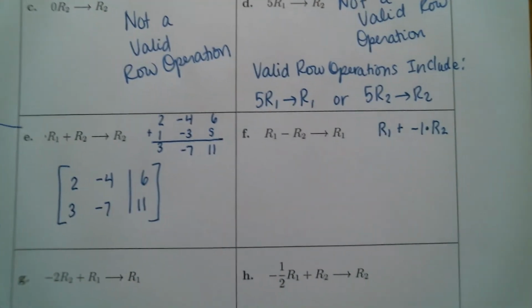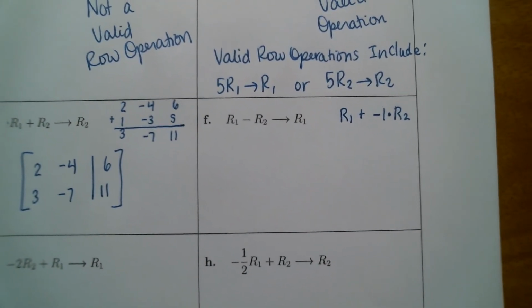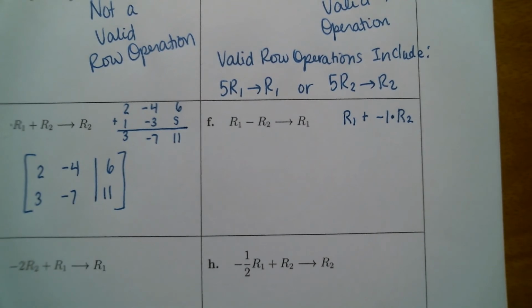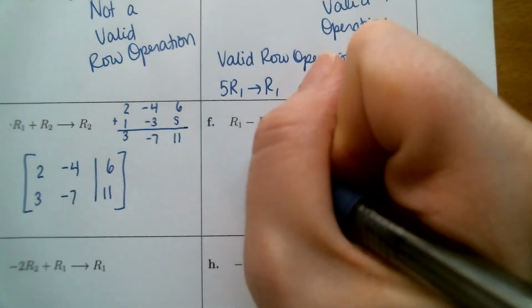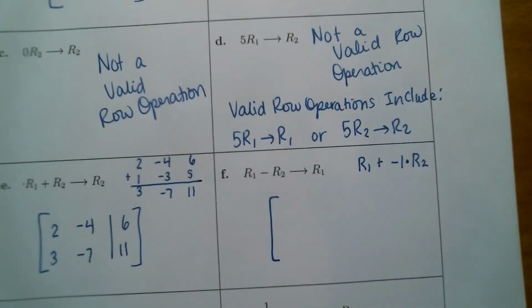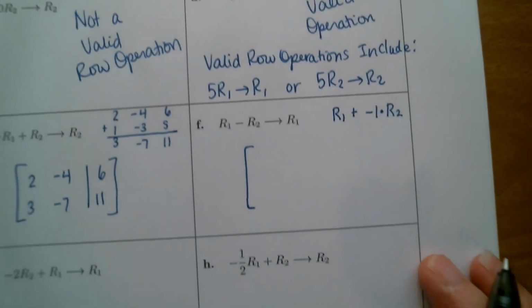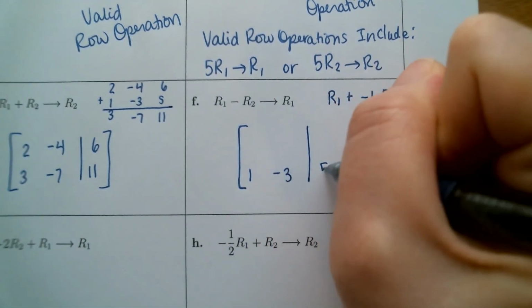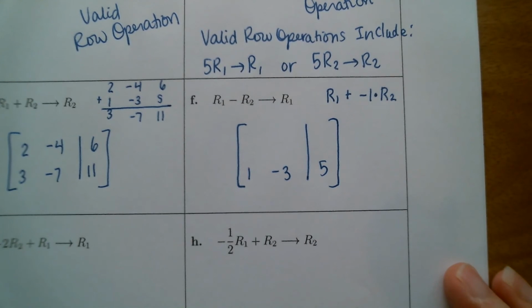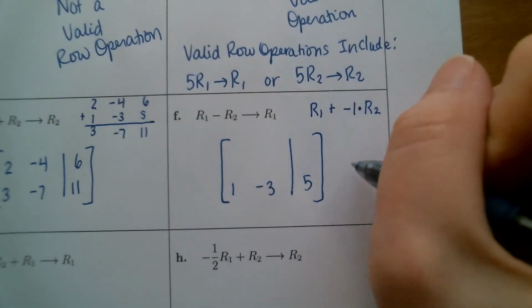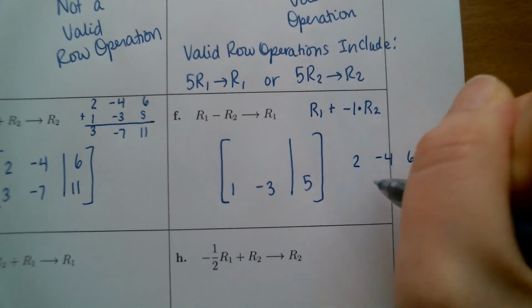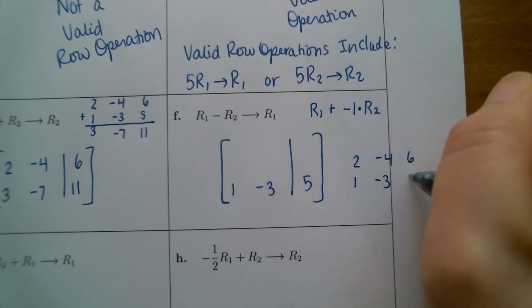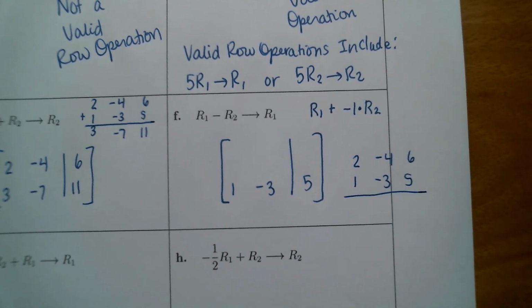All right, example F. Row 1 minus row 2 becomes row 1. We've already discussed this is valid. We are replacing row 1, so I'm going to go back to the original matrix up here. I'm going to write down row 2 because it is not changing. And then my new first row, how do I get that? I'm writing down rows 1 and 2, and you are subtracting them here. You need to be careful with your signs.